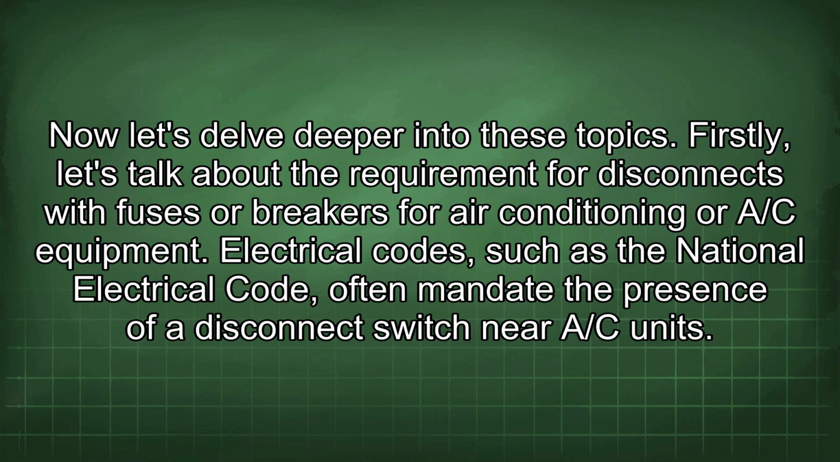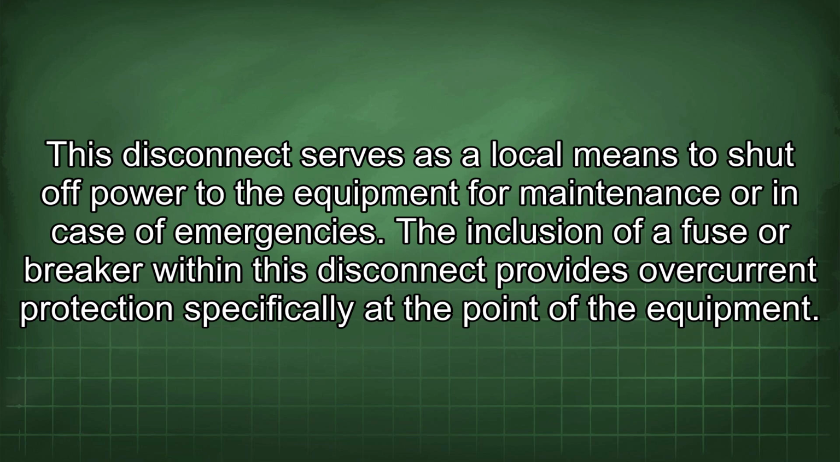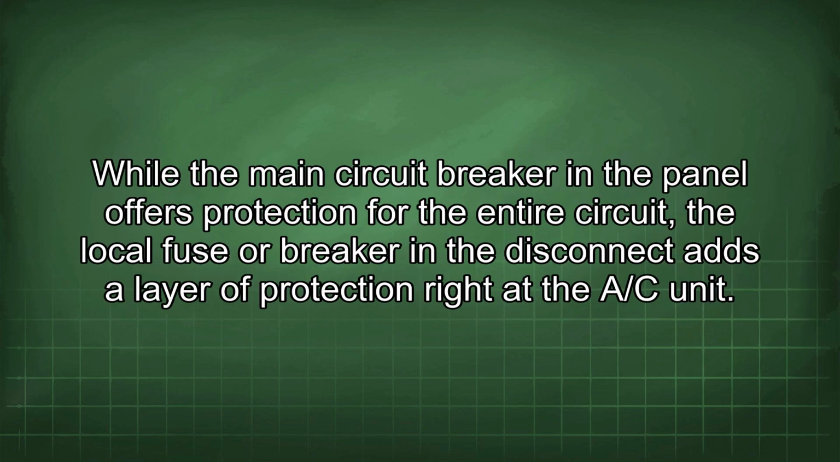Firstly, let's talk about the requirement for disconnects with fuses or breakers for air conditioning or A/C equipment. Electrical codes, such as the National Electrical Code, often mandate the presence of a disconnect switch near A/C units. This disconnect serves as a local means to shut off power to the equipment for maintenance or in case of emergencies. The inclusion of a fuse or breaker within this disconnect provides overcurrent protection specifically at the point of the equipment. While the main circuit breaker in the panel offers protection for the entire circuit, the local fuse or breaker in the disconnect adds a layer of protection right at the A/C unit.